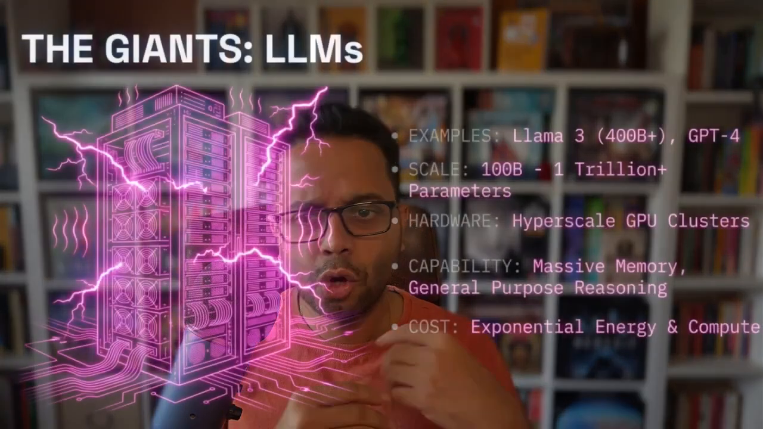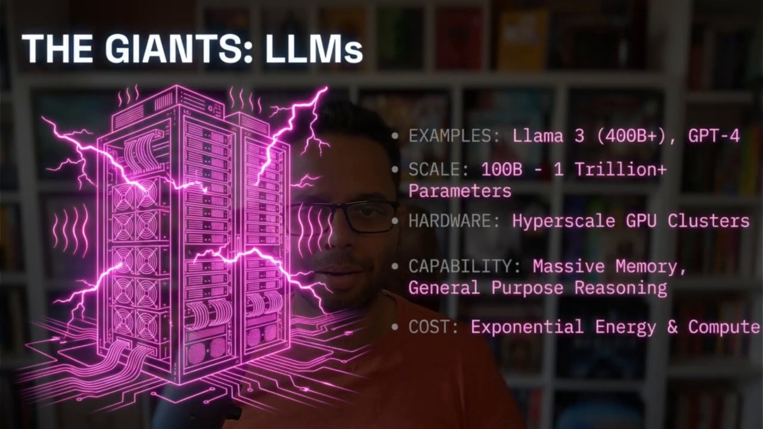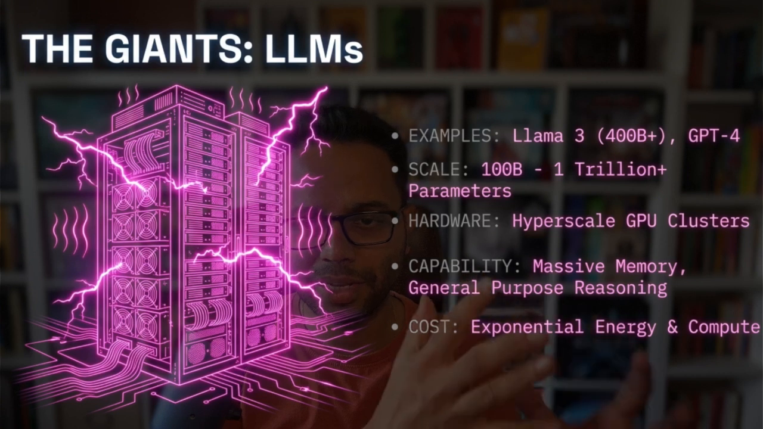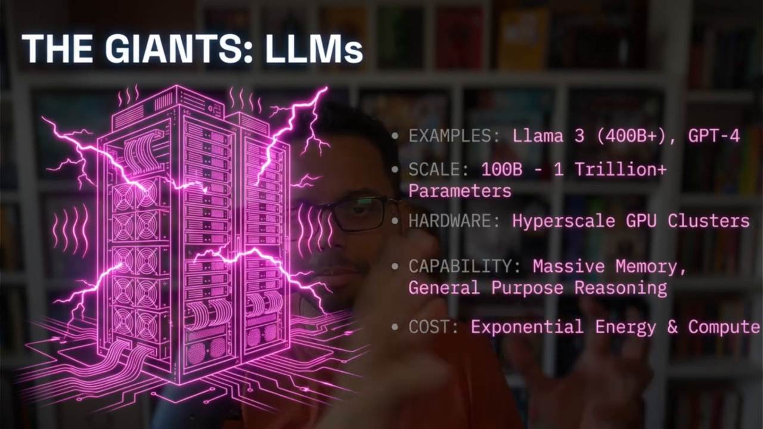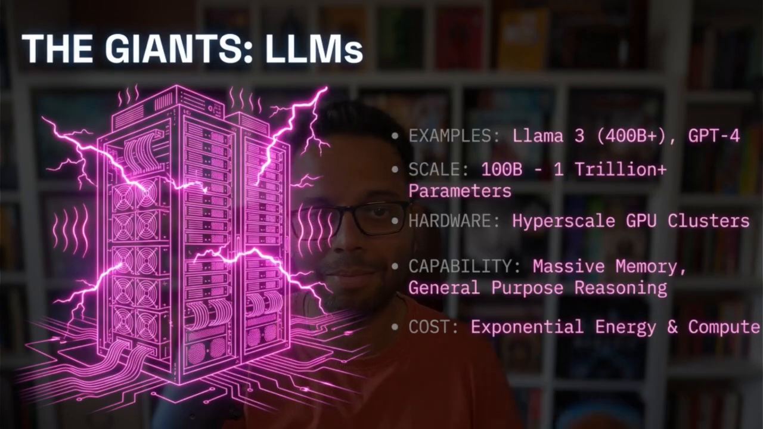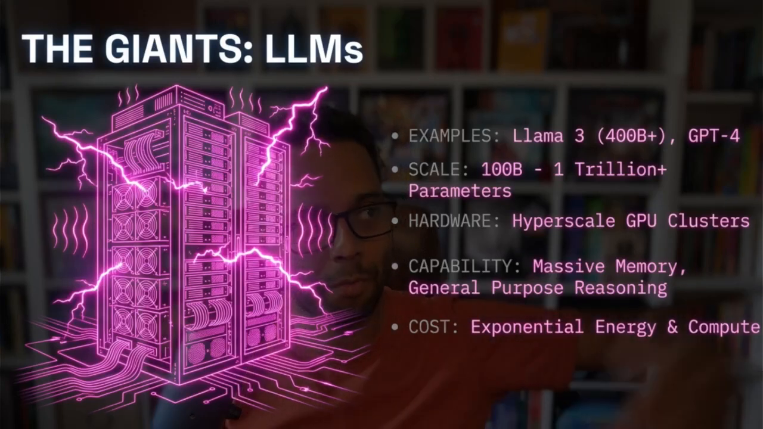So quickly look at LLMs, and there are examples like Llama 3, which is around 400 billion plus, GPT-4, GPT 5.1 now. Typically when the scale is around 100 billion to 1 trillion plus, we say that it's a large language model. And the hardware required to train them or infer from them is hyperscale GPU clusters. They have massive memory and general purpose reasoning. Massive memory basically means their context window, what they can remember at one stretch.